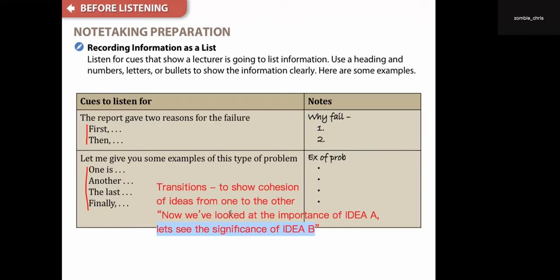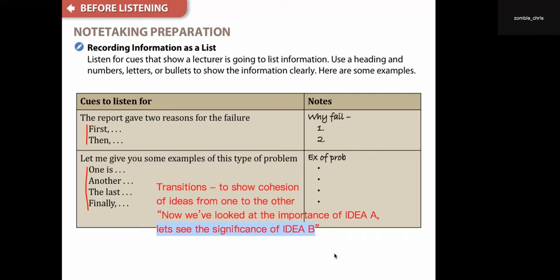So we'll often hear in lectures discourse cues or these discourse markers being used to describe or explain an idea. But we will always find that we use transitions to show cohesion of ideas from one idea to the other. And we always review a previous idea, and we always preview what's going to come next. We don't need to give a lot of detail in the preview. We just need to tell people that the next main idea is coming up.